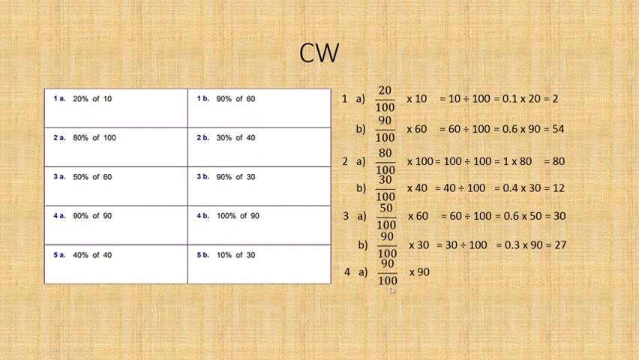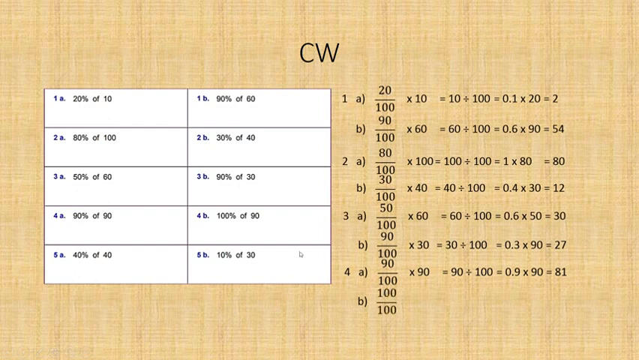Question number 4, 90% of 90, so it's 90 over 100 times 90. So 90 divided by 100 is going to be 0.9, and 0.9 multiplied by the numerator, which is 90, so 0.9 times 90 equals 81. Okay, for B, 100% of 90.